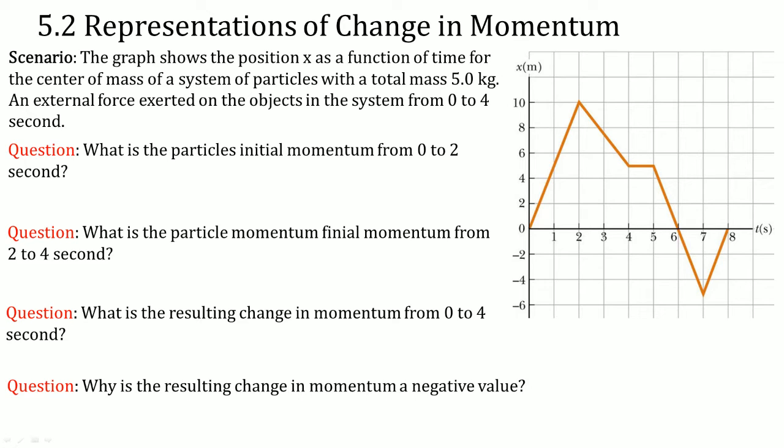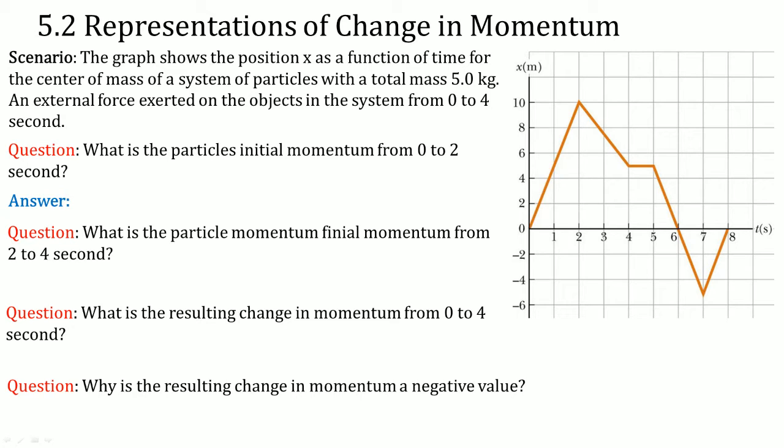Scenario. The graph shows the position x as a function of time for the center of mass of a system of particles with a total mass of 5.0 kilograms. An external force acts on the objects in the system for 0 to 4 seconds. Question. What is the particle's initial momentum from 0 to 2 seconds?